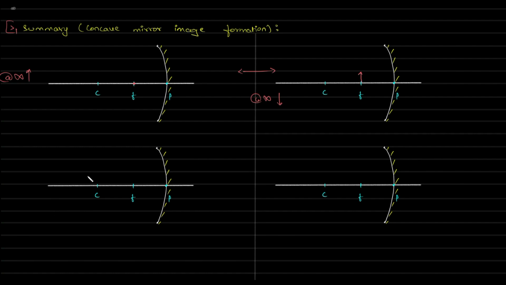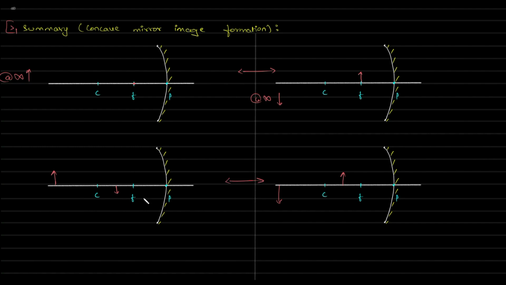Next, we can keep the object before center of curvature. The image will be between center of curvature and focus. It will be diminished, inverted, real. If I happen to keep it between center of curvature and focus, the image will be over here. Again, these two are related.